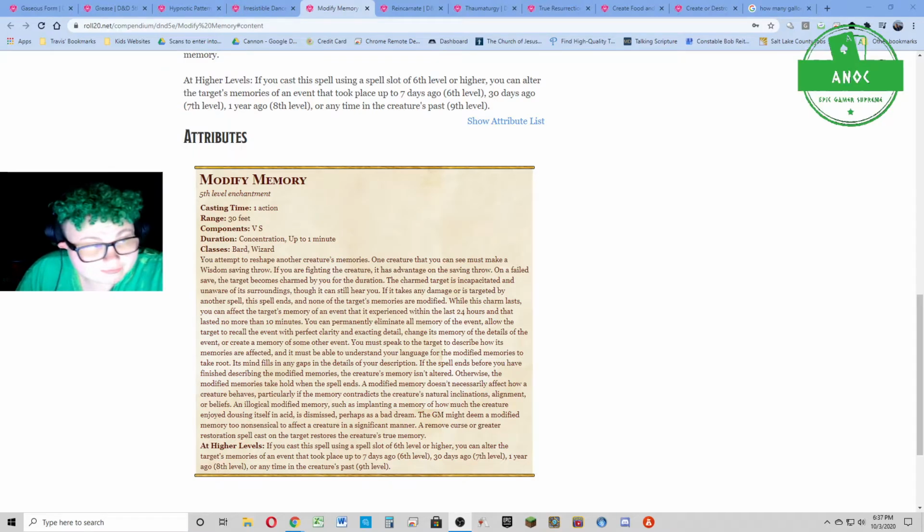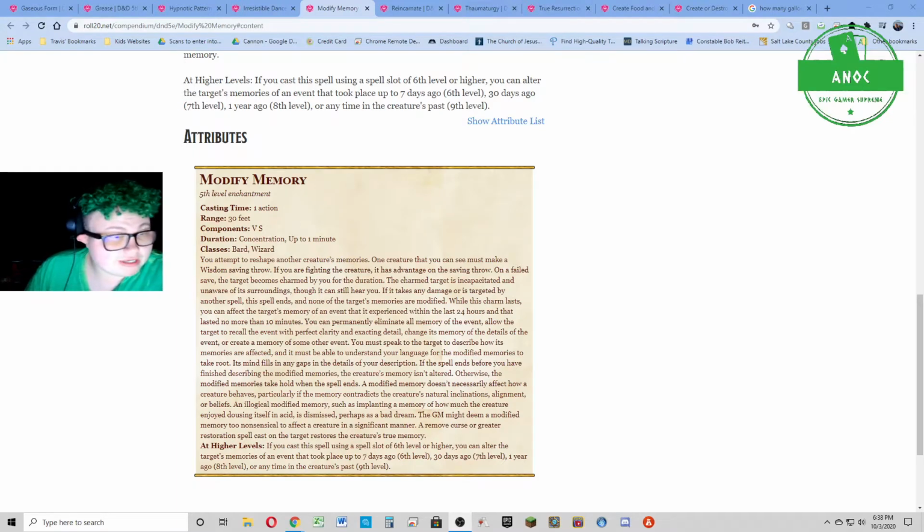So, Modify Memory, 5th level enchantment, casting time. I'm gonna choose an accent now. Casting time is 1 action. The range is 30 feet. The components are visual and somatic. Duration, concentration up to 1 minute. The classes that can use this are Bard and Wizard. I don't know what accent I'm doing, if I'm being honest with you.